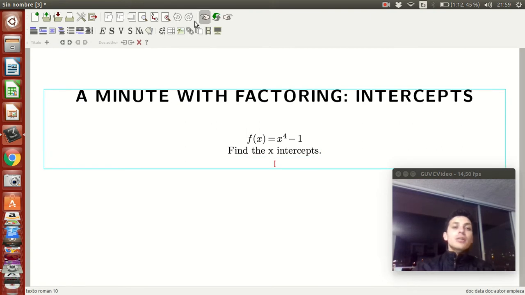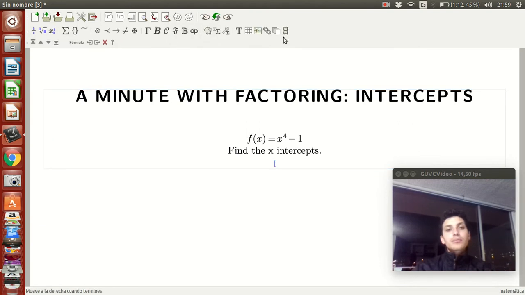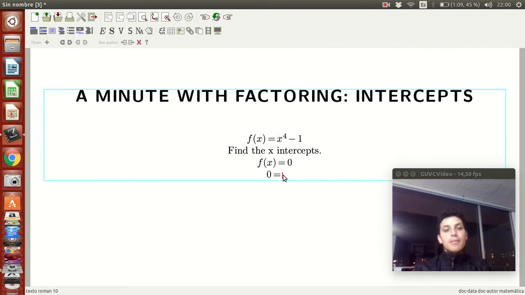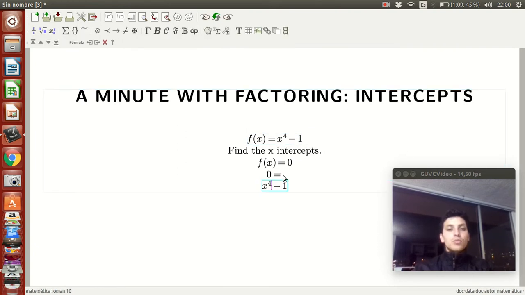Finding the x-intercepts means that we're going to write f(x) equals 0. We need to find for which values of x the function is 0. These are the x-intercepts. And so we just have to solve this equation: 0 equals x to the 4th power minus 1.